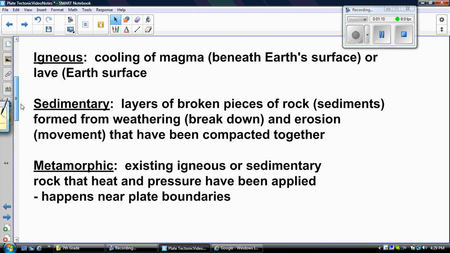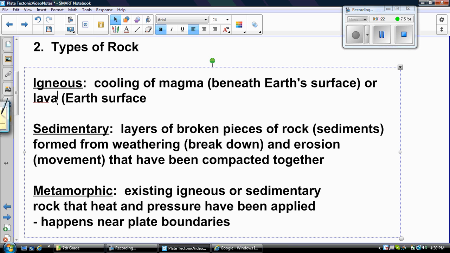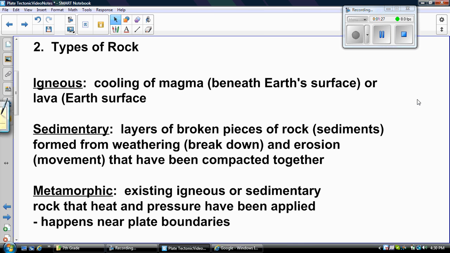There are three major types of rocks: igneous, sedimentary, and metamorphic. Igneous rocks form from the cooling of magma or lava. Remember, magma is what's beneath the Earth's surface. Lava is what's on the Earth's surface that comes out from volcanoes. And all rocks start out originally as igneous rocks. Then rocks can change, either into a sedimentary or metamorphic rock.